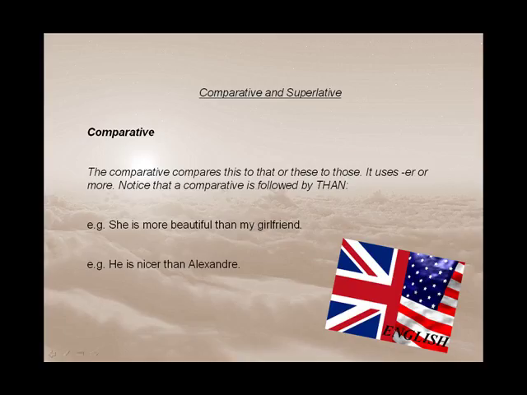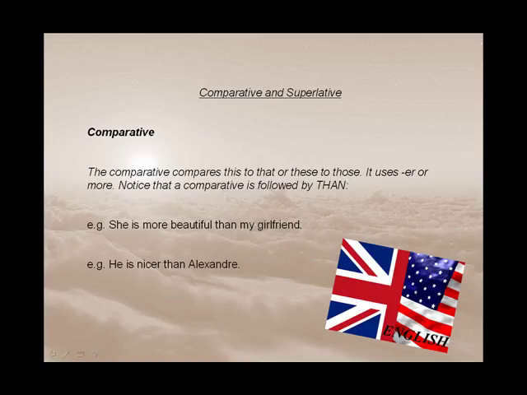So, comparative and superlative. Now we're going to see the comparative. The comparative compares this to that, or this to those. It uses -er or more, and notice that the comparative is followed by than. Some examples of the comparative are: she is more beautiful than my girlfriend, and he's nicer than Alexander. Ella es más hermosa que mi polola, o él es más simpático que Alexander. You have to notice that you have to use -er, then than.